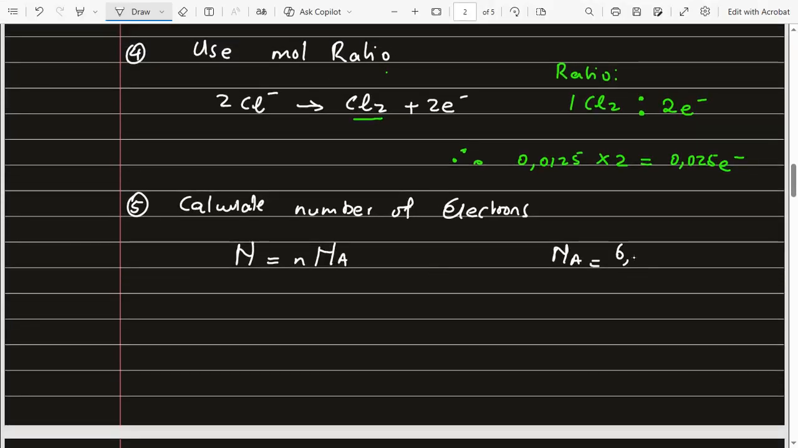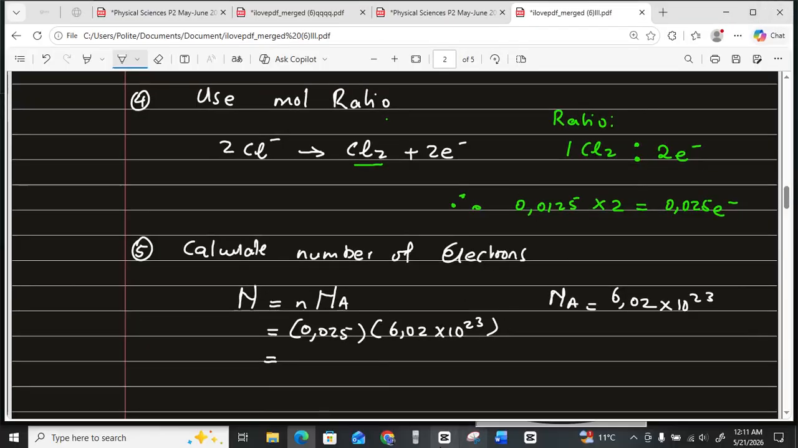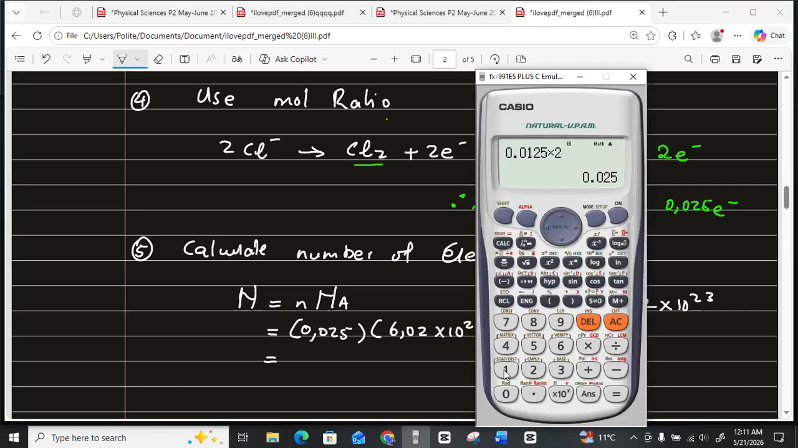So this is 6.02 times 10 to the power 23. I'm just going to substitute. I know the number of moles we just calculated to be 0.025. Then I multiply that by 6.02 times 10 to the power 23, which gives me the number of electrons. We just have to multiply these two numbers and see what we get. The answer will be the number of electrons that are transferred in the external circuit.